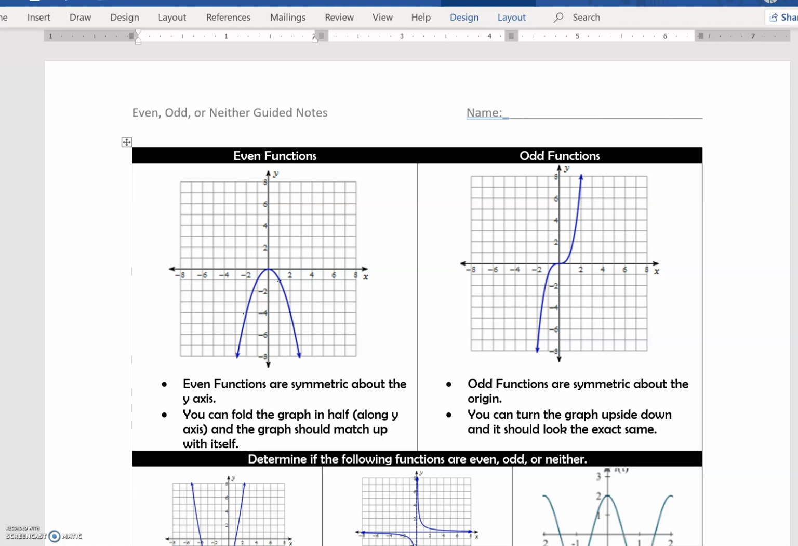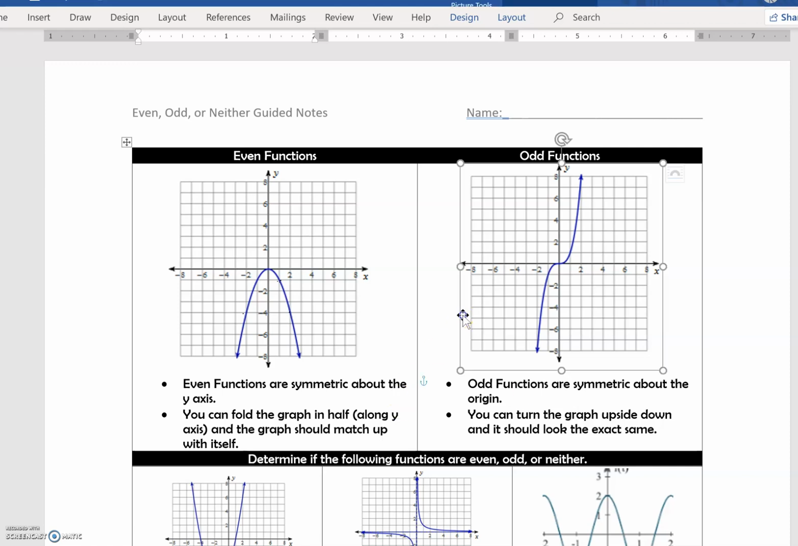Now odd functions are symmetrical about the origin. So from geometry, they have rotational symmetry. So if you can rotate it 180 degrees and the graph looks the same, then it is an odd function.